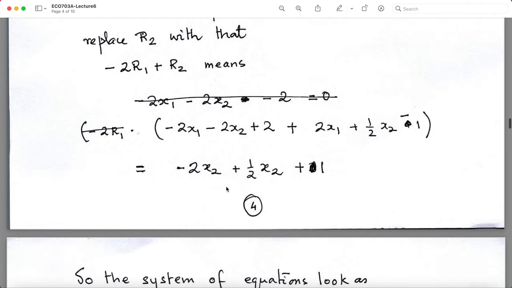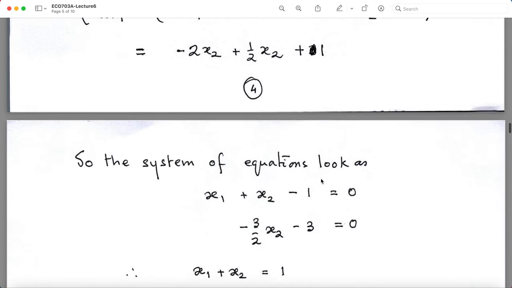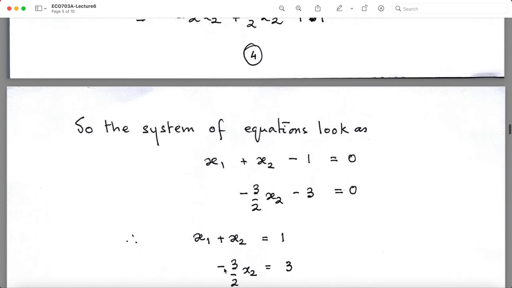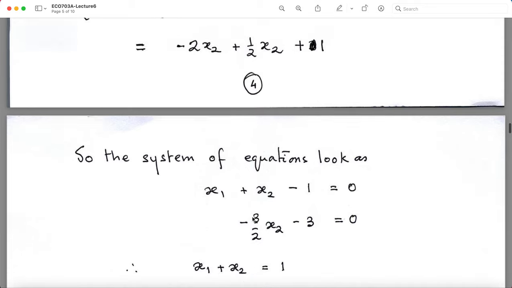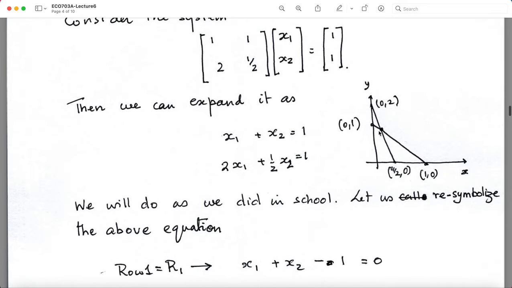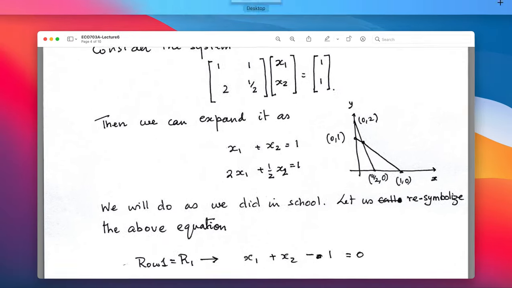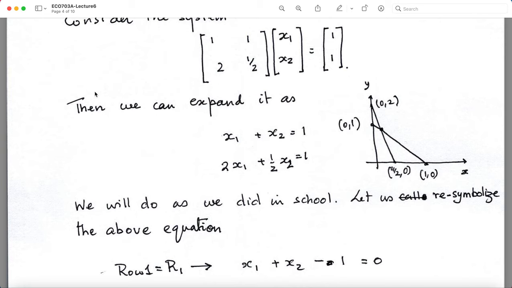The new R2 is this. It will be minus 3 by 2 x2 plus 1 equal to 0. So it will be minus 3 by 2 x2 equal to minus 1, which means x2 equal to 2/3 is the solution. So x1 equal to 1/3. So this point of intersection is (1/3, 2/3). Okay. So it's 1/3 in the x variable, 2/3 in the y variable.